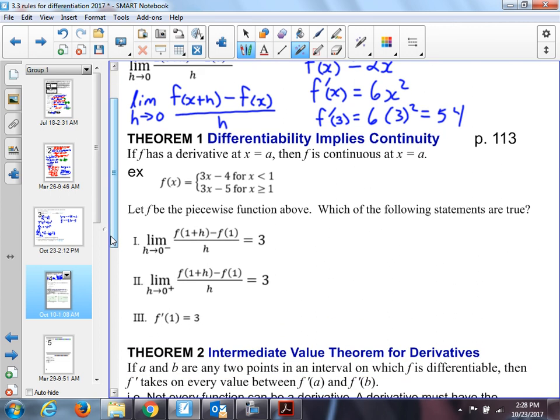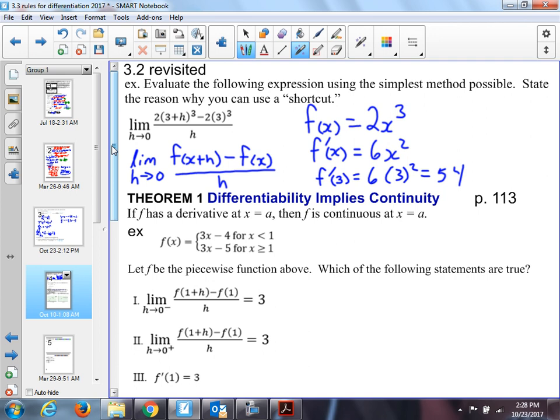How about this? Theorem 1, though this is from the previous section here: differentiability implies continuity. Okay, that's from the previous section over here. And I said we'd get back to it, and now we're getting back to it. If f has a derivative at some value a, so 3, 2, whatever, then f is continuous at that point. It's a must.